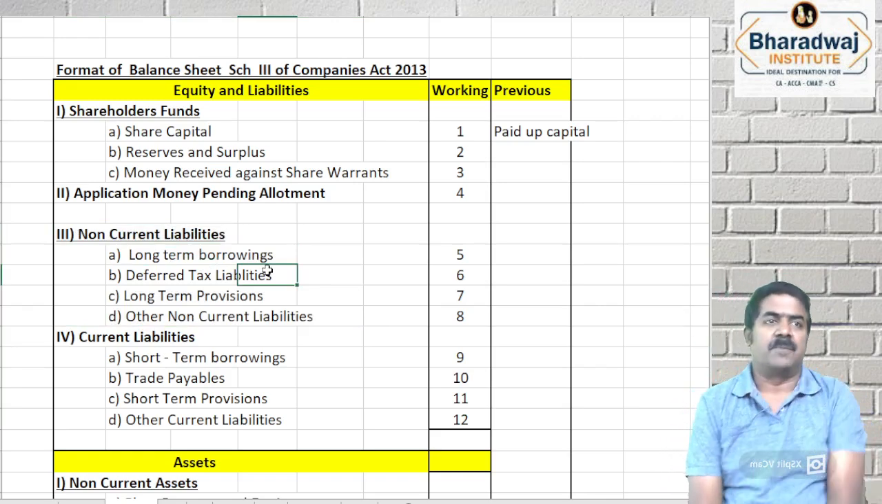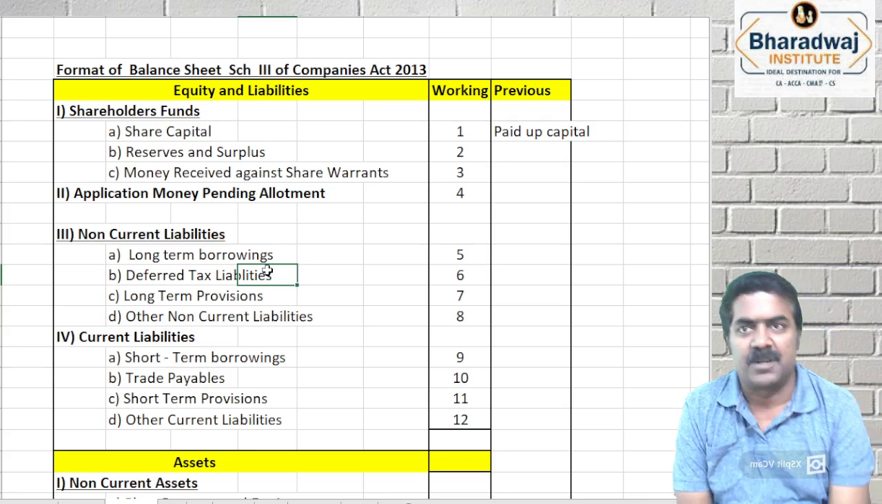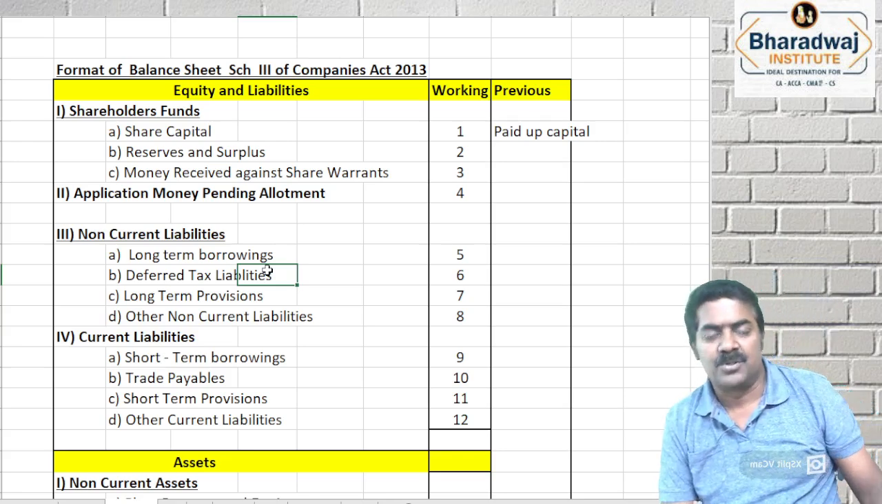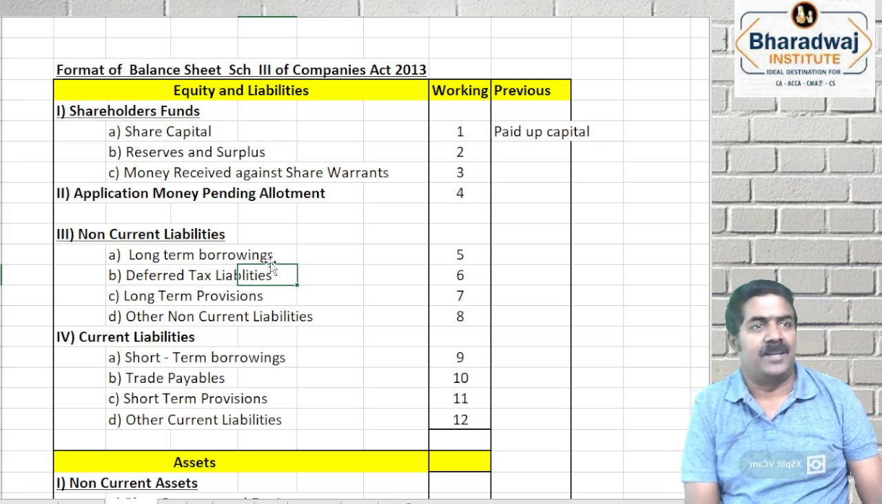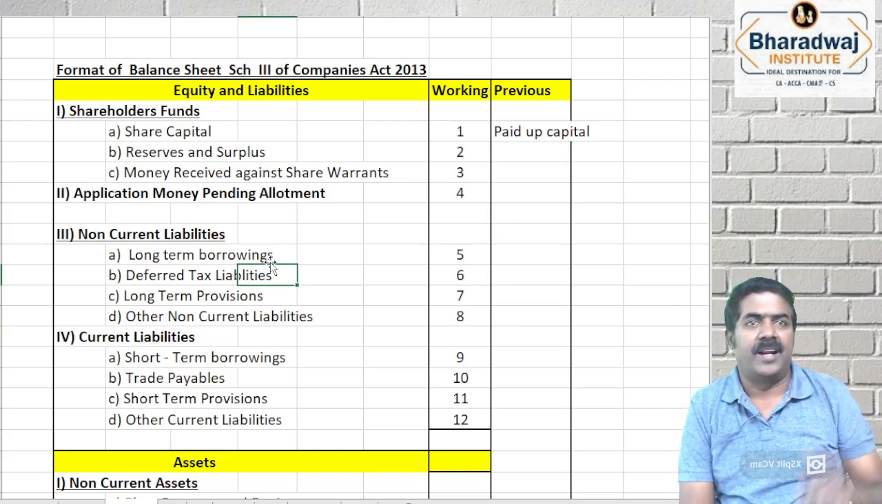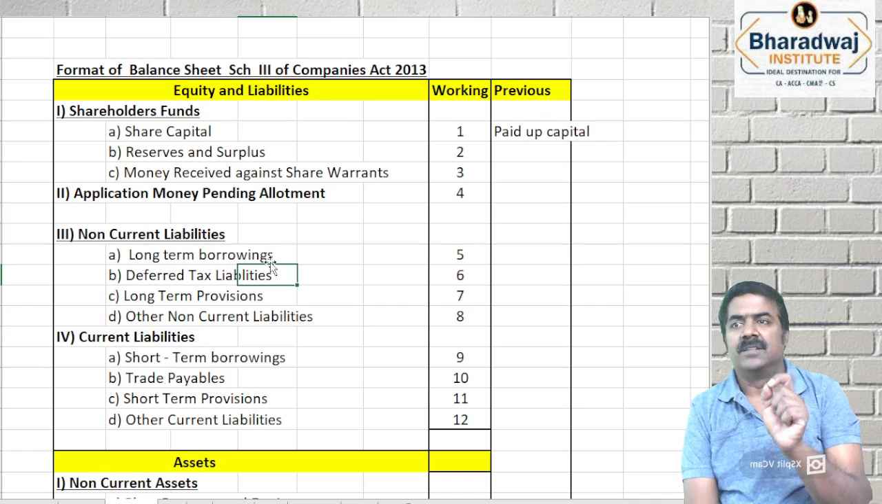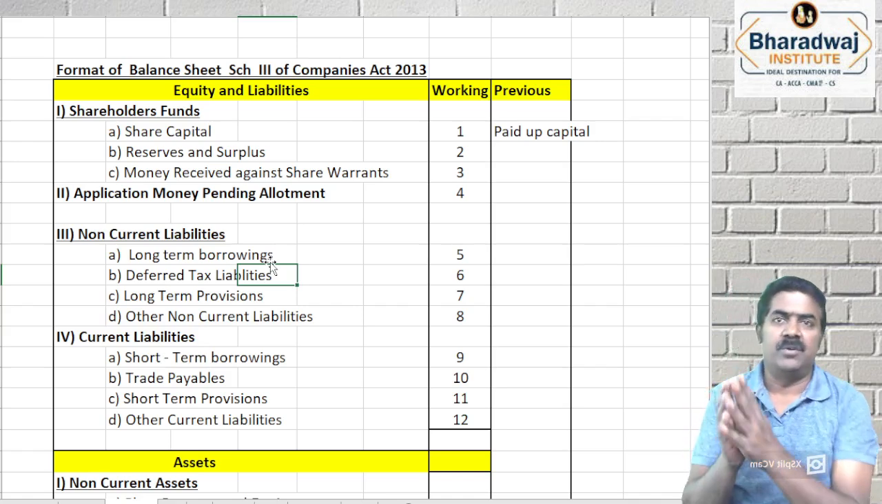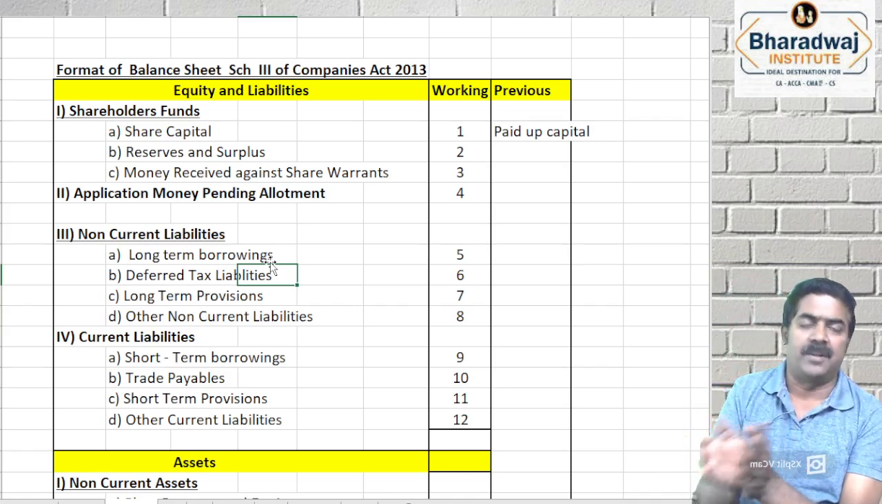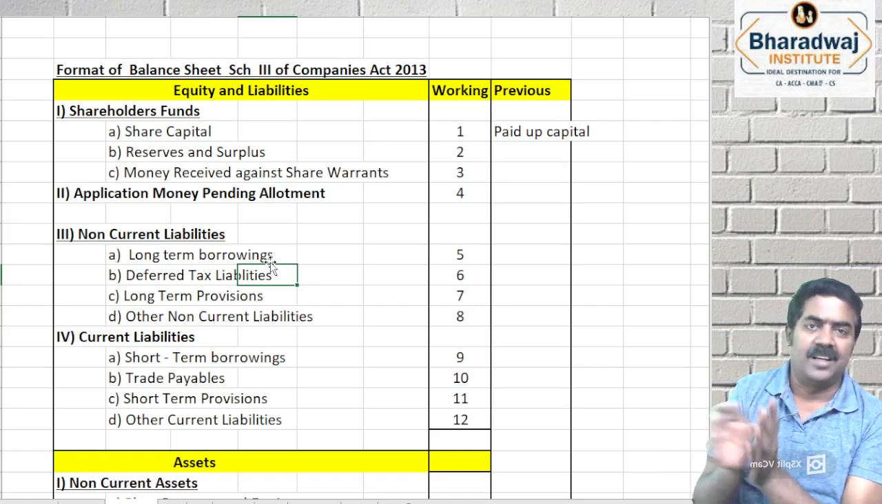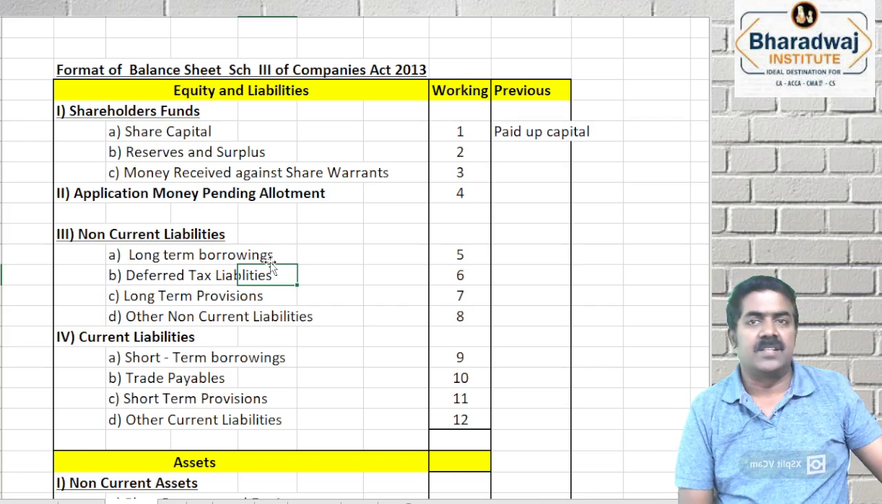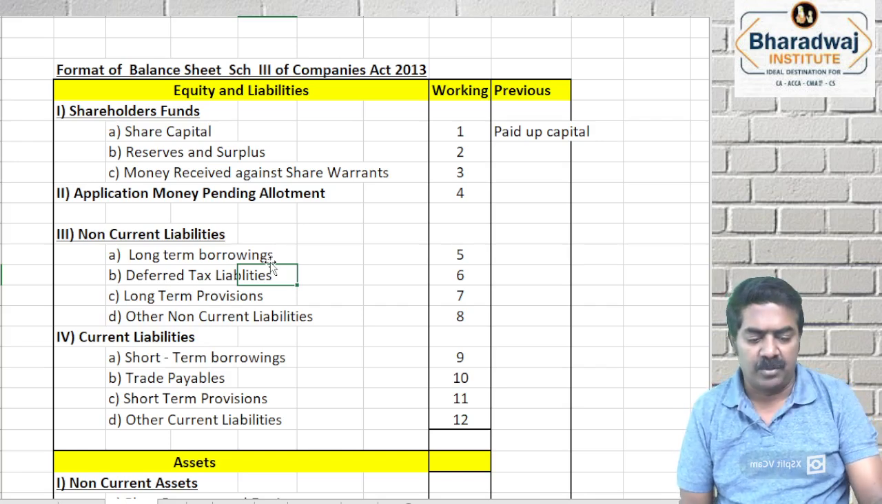And of course, you're expected to write notes to accounts. You're expected to write which one? Notes to accounts wherever you find two or more line items. If there is only one line item, for example, they have given share capital 50 lakhs. They don't give you equity share capital, preference share capital. They don't give any further data. Then no notes to accounts is required. If there are two or more line items, you require notes to accounts.